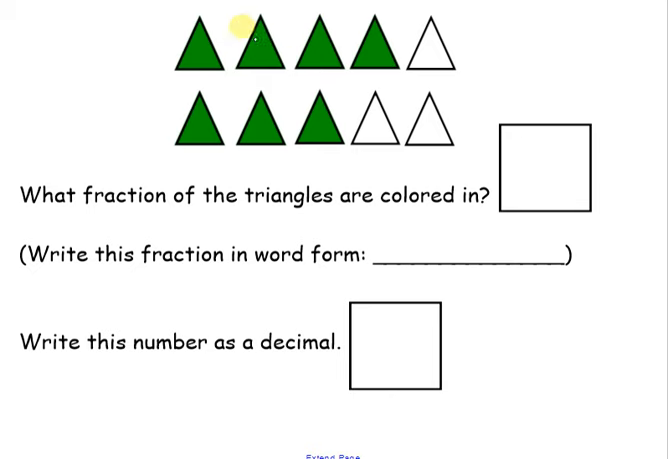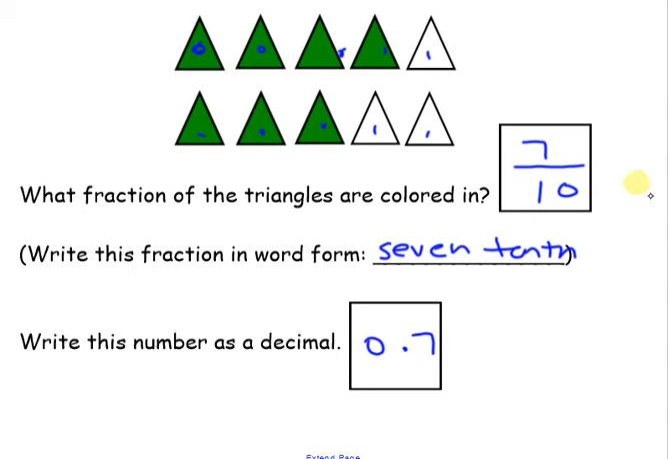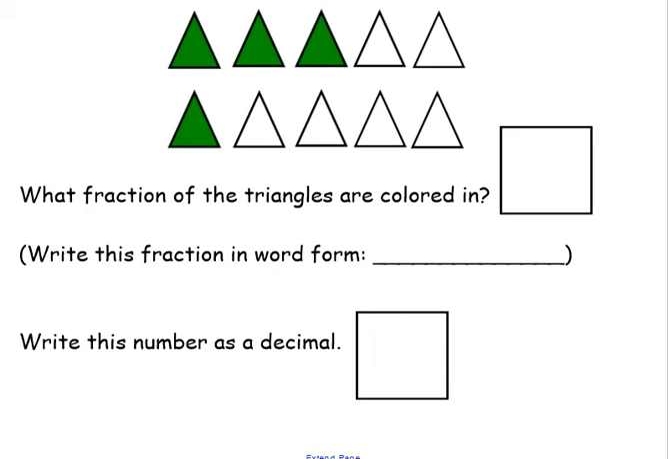What fraction of the triangles are colored in? Well, I have 1, 2, 3, 4, 5, 6, 7 colored in out of 10 total. So 7/10 are colored in. Write this fraction in word form, 7/10. And then how do we write 7/10 as a decimal? 0.7. And again, that's working with something pretty easy that already has a tenths or hundredths or thousandths at the bottom.